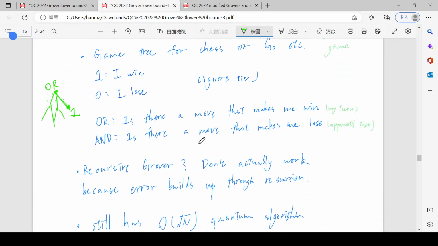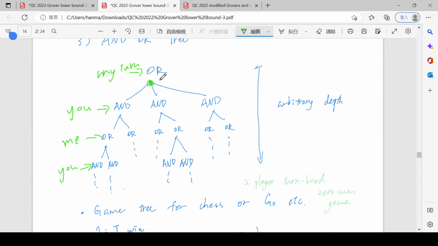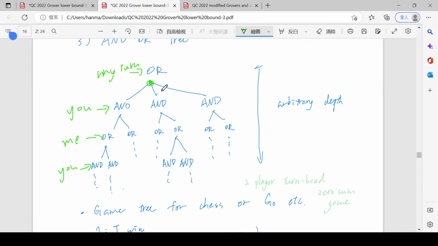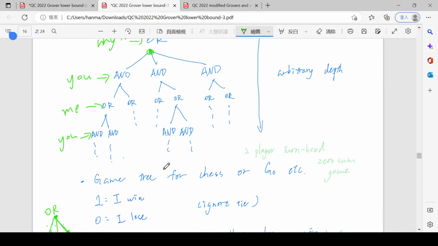And similarly, on the opponent's turn, right? The opponent will pick whatever branch is best for him, the one that makes me lose. So if there is any result that makes me lose, then the opponent will pick this branch and I will lose. Okay? So you can see the AND-OR tree is actually calculating the game state, where at this state is whether I win or the opponent wins.